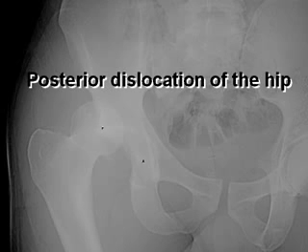This is a posterior dislocation of the hip. The acetabulum, labeled A, is empty. The femoral head lies superior and lateral to the acetabulum, the typical location for the femoral head in a posterior dislocation.